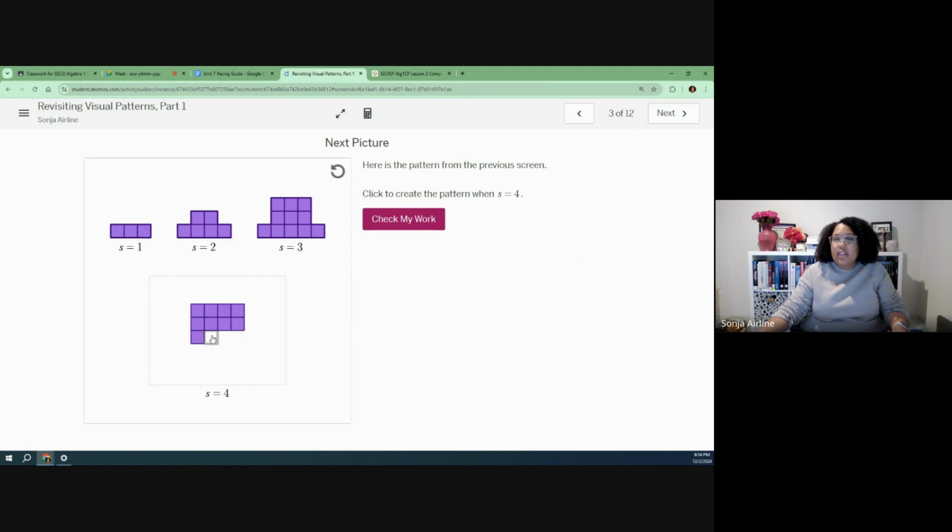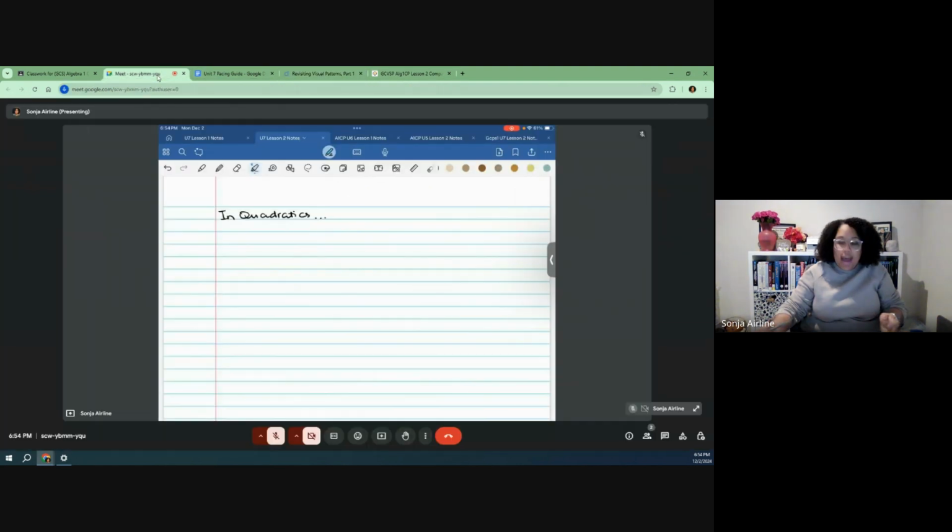So I'm going to click on these tiles here. Make 4 rows of 4 tiles, but then I'm going to put an extra tile on each side. I still have those additional 2 tiles. Let's check my work. And that's exactly what stage 4 looks like. As I start to play around with this scenario, what I'm noticing is a pattern that shows up in how I was creating this.